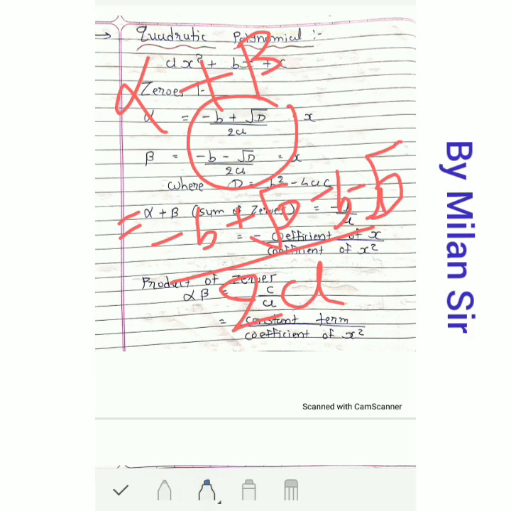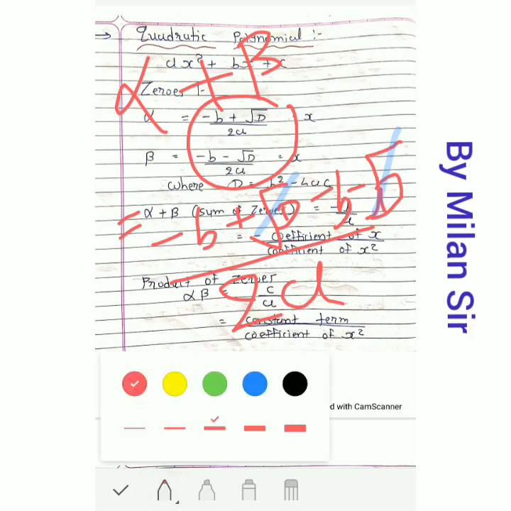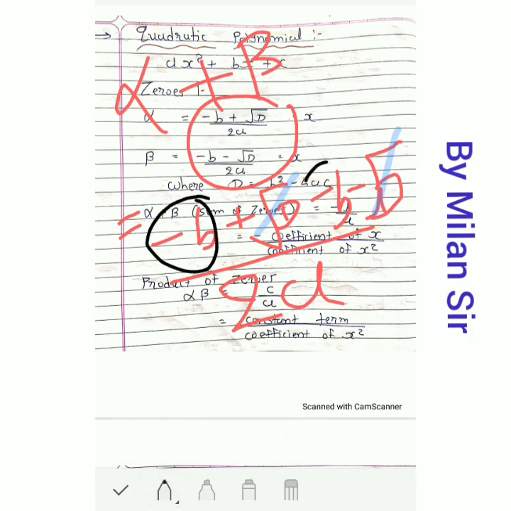So under root d cancels. Now minus b and minus b, so b plus b, that means 2b divided by 2a, and if we talk about the sign, then both b have a minus sign, so I am putting a minus sign here. Then 2 cancels. So finally what we get is minus b by a. This is the formula of alpha plus beta.